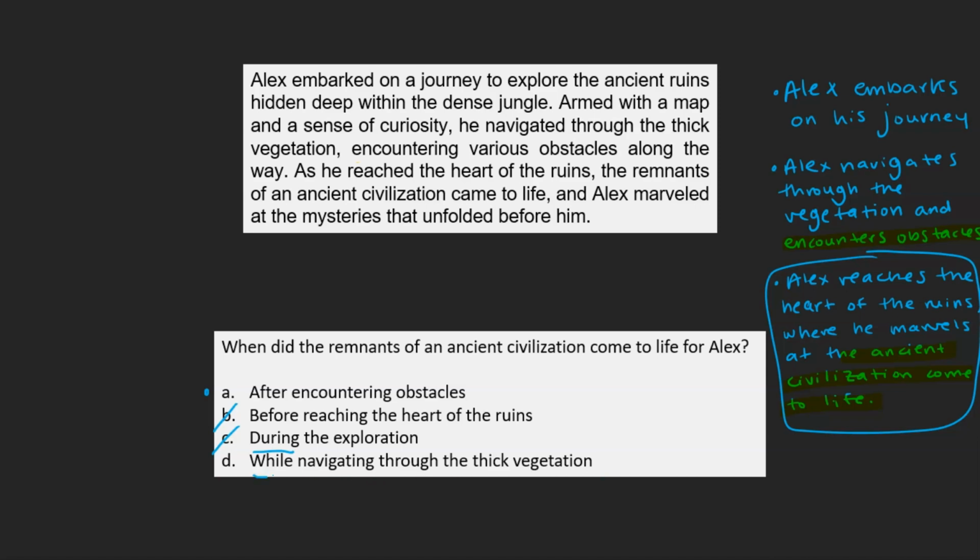And finally, D, while navigating through the thick vegetation. Like during, the word while also implies that the two events happened at the same time. Just like with our previous choice, we can see from the timeline that that's not true, as he navigates through the thick vegetation before the ancient civilization comes to life. Therefore, this can be marked as incorrect, and A, after encountering obstacles, can be marked as our final answer.